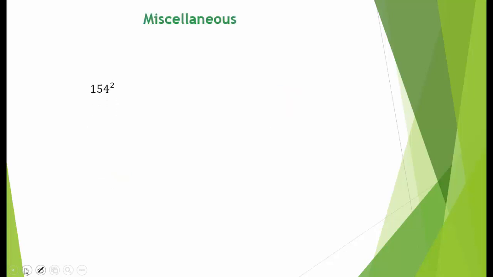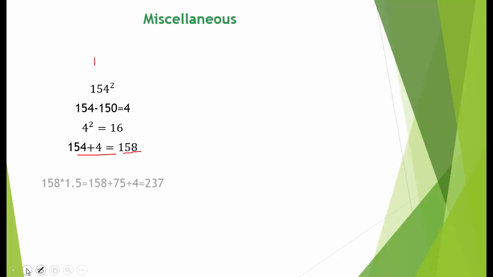Now the miscellaneous, our first number is 154. This is nearby the base 150, and the difference between 154 and 150 is 4. So take the square, that is 16. Now as per the situation we will add this, this will become 158. Now take 1.5 times, because the relation between 100 and 150 is that 150 is 1.5 times the 100. So multiply 158 with 1.5.